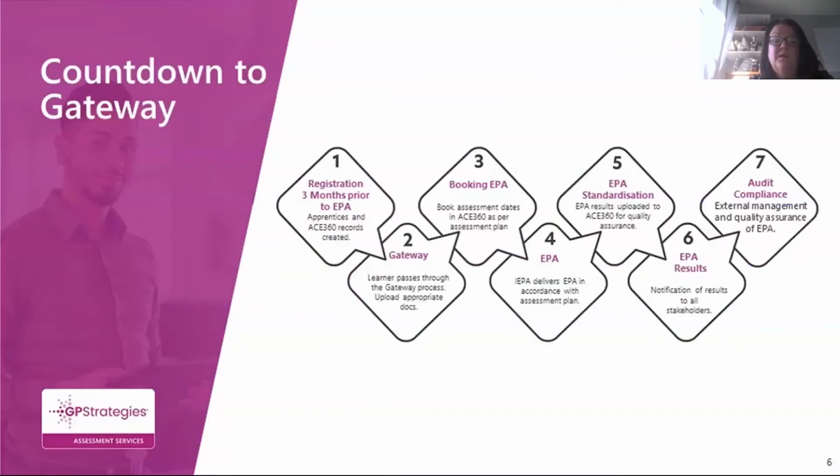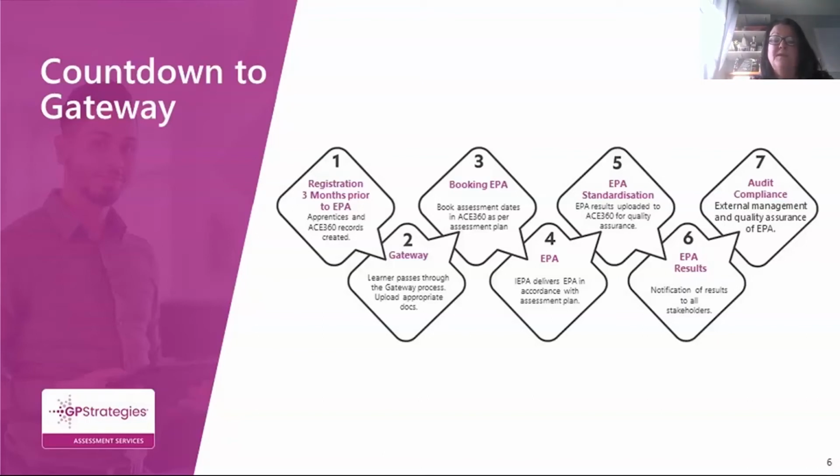So the next one is gateway. The learner passes through the gateway process, and all appropriate documents to do with gateway are then uploaded. Once the learner passes through gateway, we will then go to booking the endpoint assessment, and all this will be in line with the assessment plan, because there are timelines to consider once the apprentice has passed through gateway around what dates we can actually then book in.